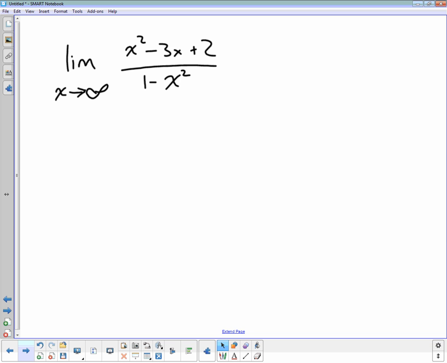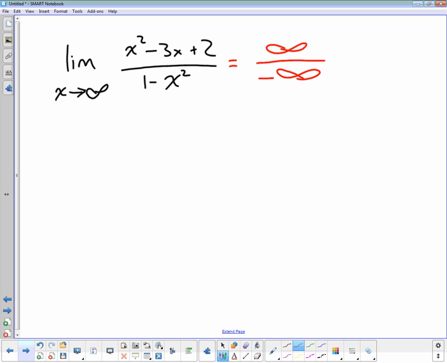So, like I said, first thing you want to do is plug it right on in there and see what you wind up getting. What happens when you plug in infinity into this? Well, if you plug in infinity, you get infinity squared, which is infinity times infinity, so infinity. So you wind up getting infinity over 1 minus infinity, negative infinity, and this is one of the indeterminate forms. There are several.